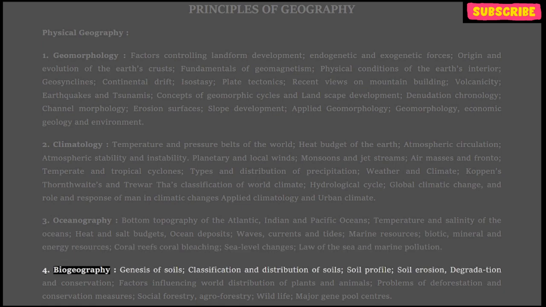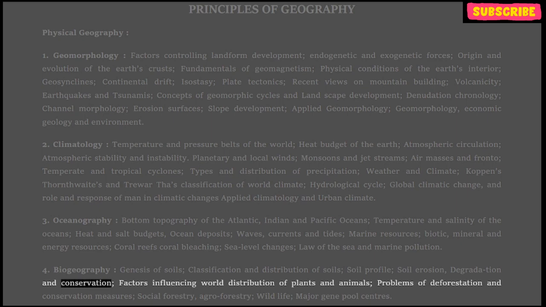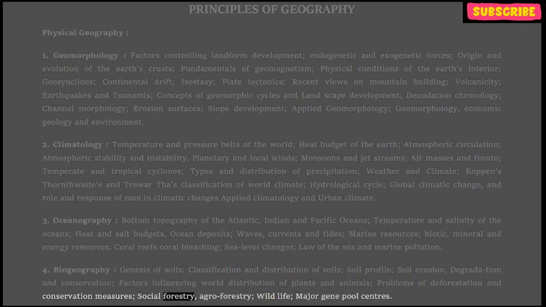4. Biogeography. Genesis of soils, classification and distribution of soils, soil profile, soil erosion, degradation and conservation, factors influencing world distribution of plants and animals, problems of deforestation and conservation measures, social forestry, agroforestry, wildlife, major gene pool centers.